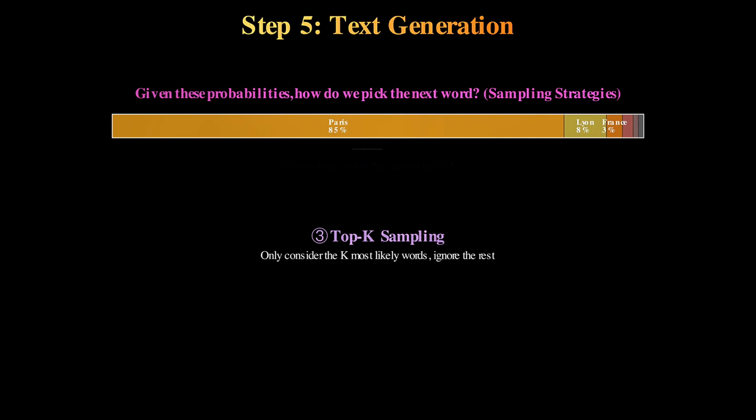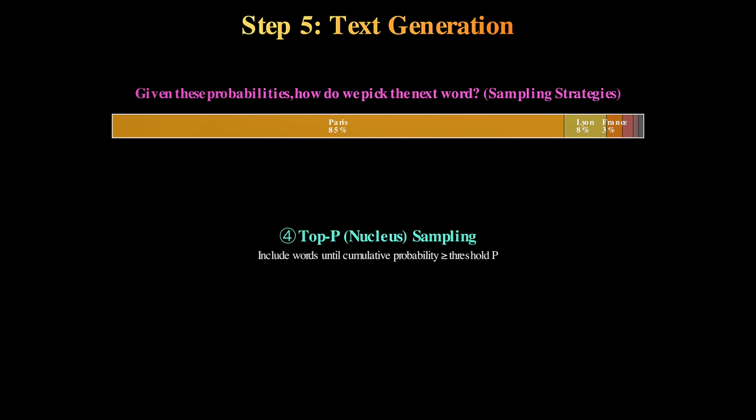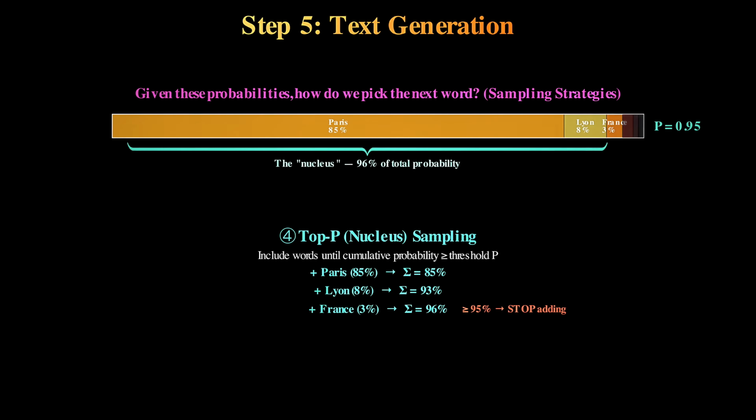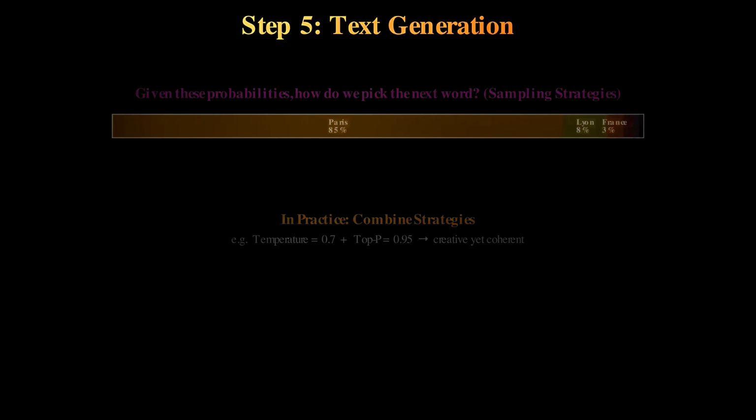Top K sampling only considers the K most likely words and ignores everything else. This eliminates unlikely, nonsensical choices. Top P sampling, also called nucleus sampling, includes words until their cumulative probability reaches a threshold, say 95%. This dynamically adjusts how many words to consider. In practice, models combine these strategies. For example, using temperature 0.7 with top P 0.95 to balance quality and creativity.